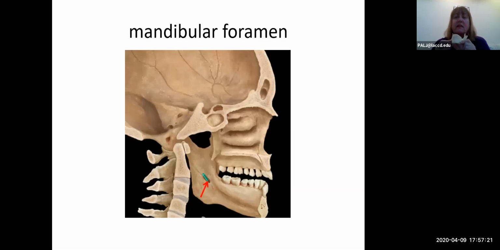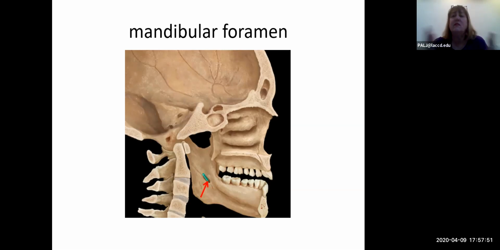Now, the mandible has a second foramen, and this foramen is on the inside, on the ramus of the mandible. So I'll just put the pipe cleaner in it so you can see it. All right. And so this is where it is. And this one is called the mandibular foramen.